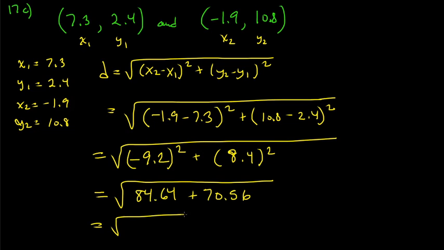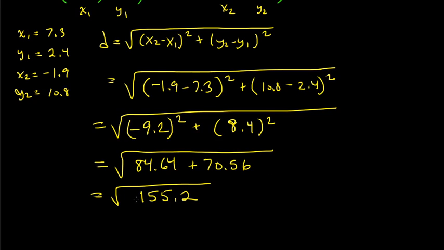Right. Now remember, you're not splitting these up, you're adding them, right? So 70.56 plus 84.64. My calculator says 155.2. And that's it. I mean, right, because we have a decimal here, I'm not going to try to simplify this.